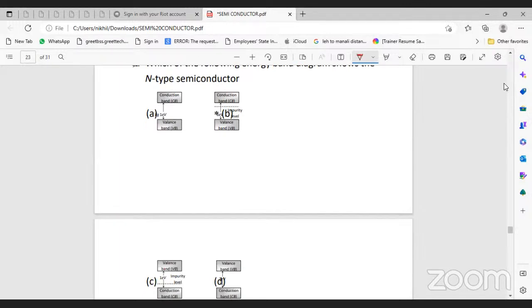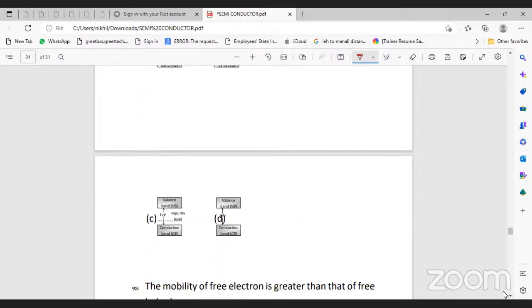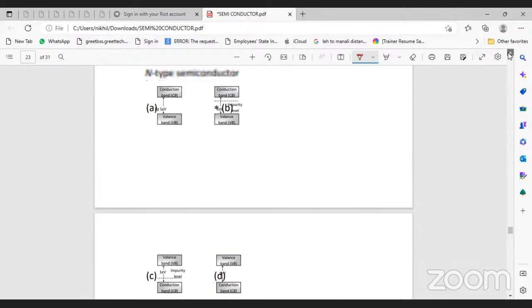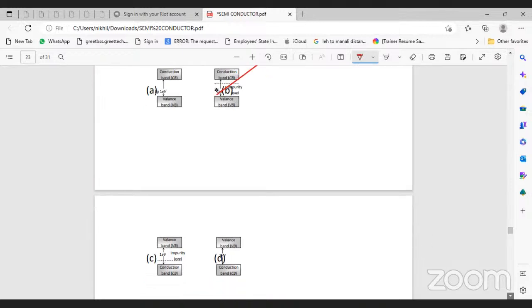Which of the following diagrams holds good for the N-type semiconductor? For the N-type semiconductor, the gap between valence band and conduction band is approximately 1 electron volt. This impurity level is just below the conduction band. This is very close to it. So it is N-type, no? For N-type, it is close to the conduction band. Fermi energy level.